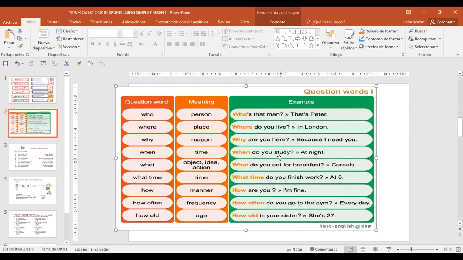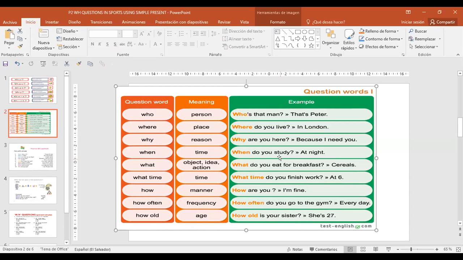When we ask with the word when, we are asking about time. When do you study? At night. I study at night. What? When we ask what, we are asking about an object, an idea, or an action. What do you eat for breakfast? I eat cereals. What time? At what time do you finish work? I finish at 6 p.m. or at 5 p.m.